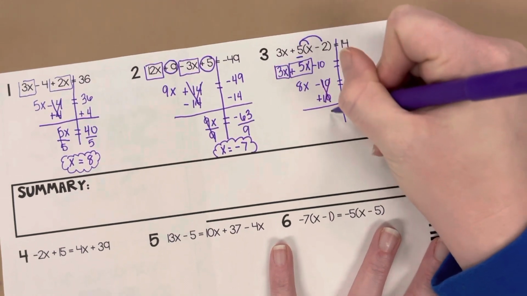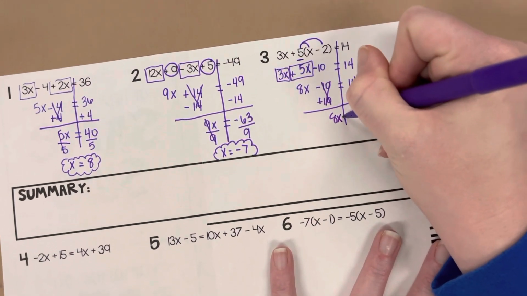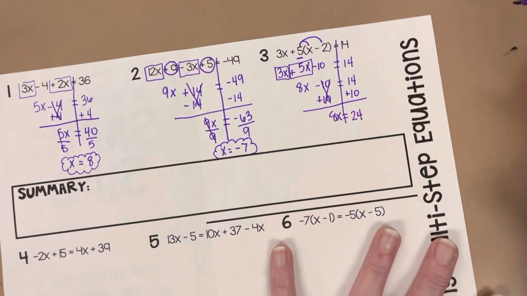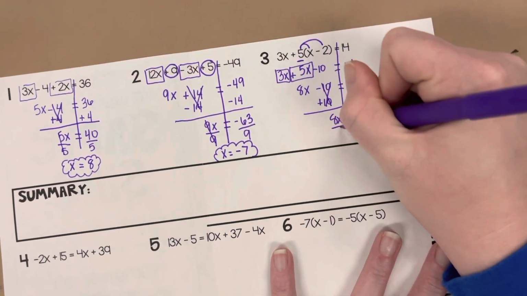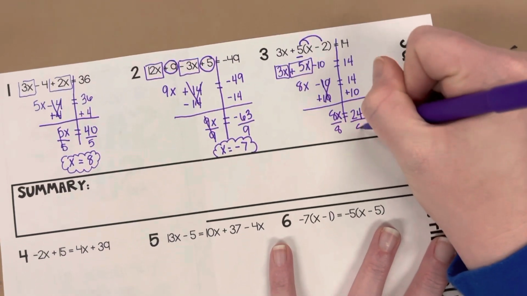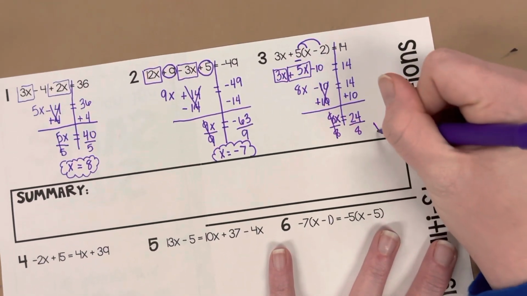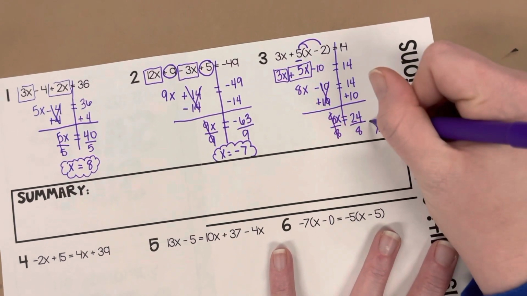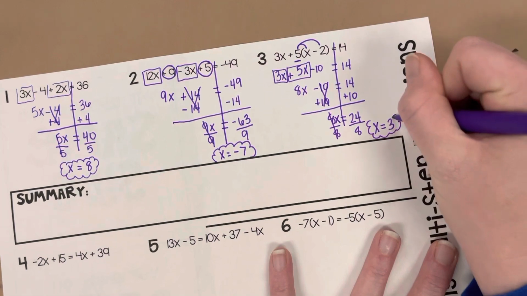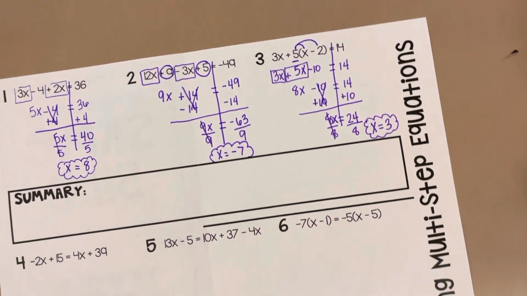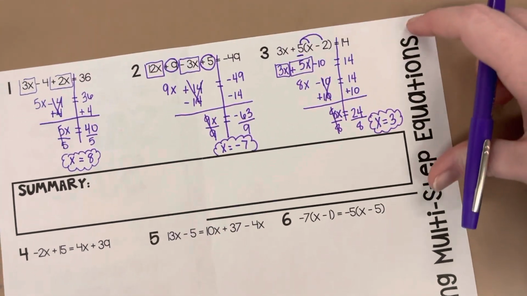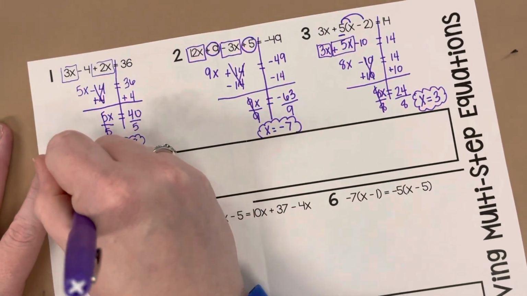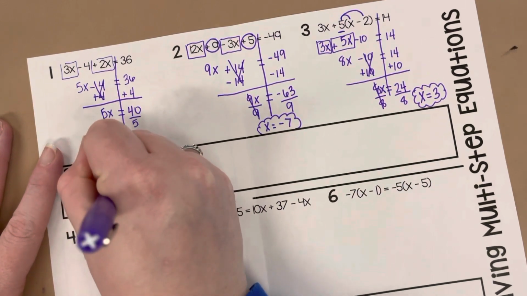So those cancel, and I have 8x equals 24. And then my final step, divide by 8, and I get x equals, well, 24 divided by 8 is a positive 3. And that's my solution. So that's what happens when I have variables on one side. So on one side, we combine like terms.